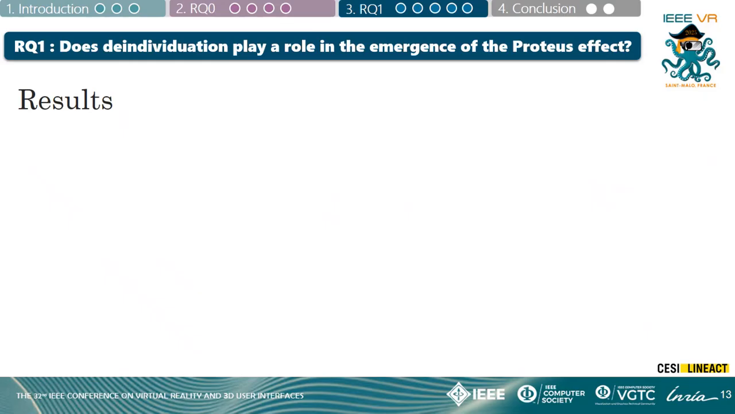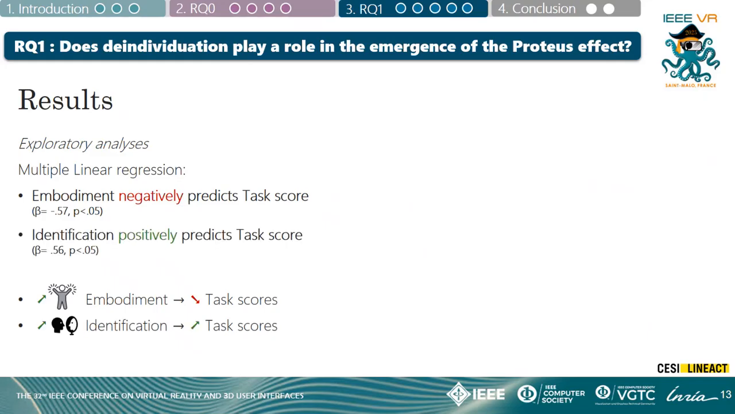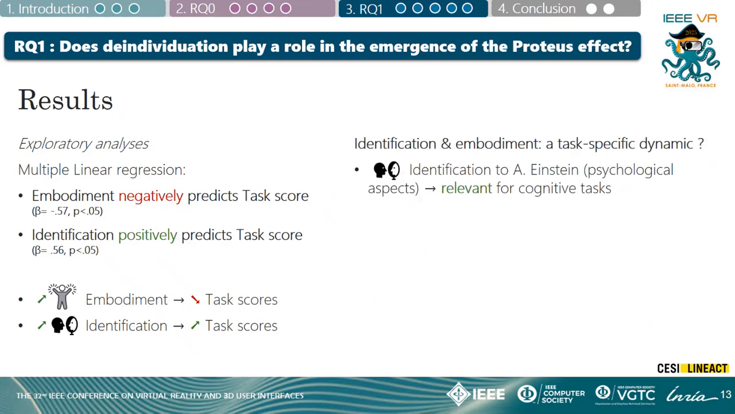Beyond these results, however, we conducted some additional exploratory analysis to better understand the dynamics at play. Interestingly, a multiple linear regression revealed that both embodiment and identification were significant predictors of task score. Embodiment was found to negatively predict statistics scores, whereas identification positively predicted them. This result may seem contradictory, but it might actually reflect some task-specific dynamics.